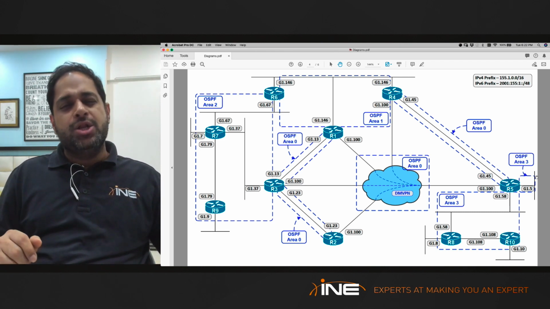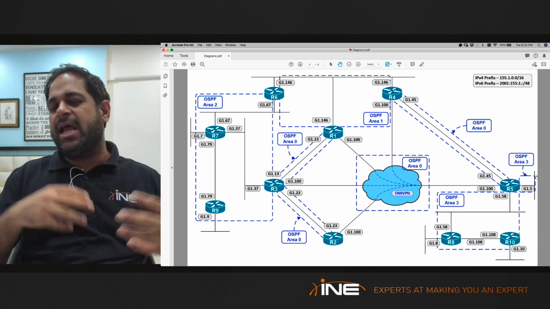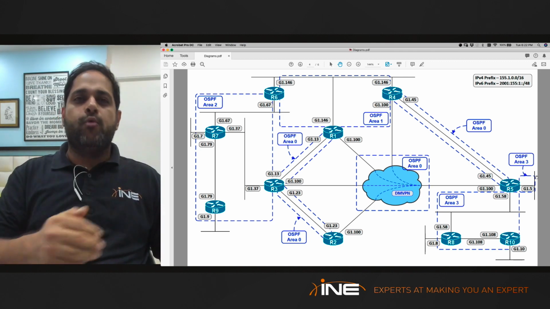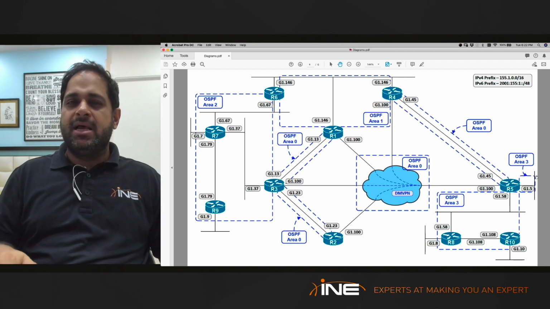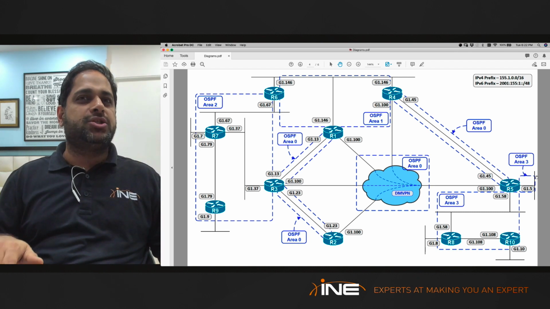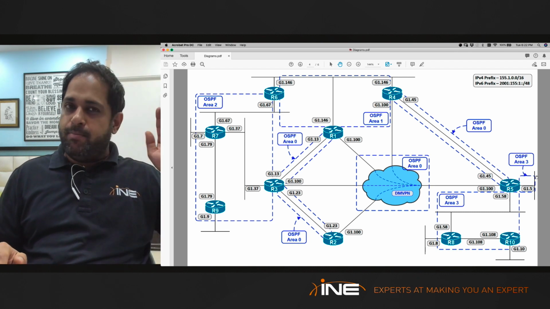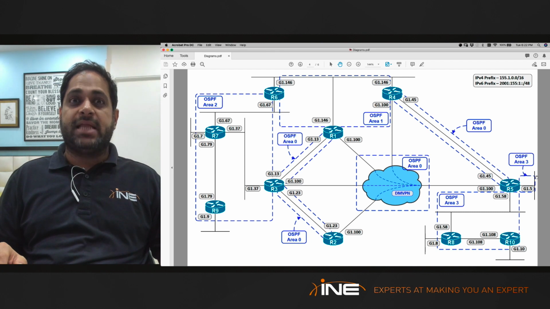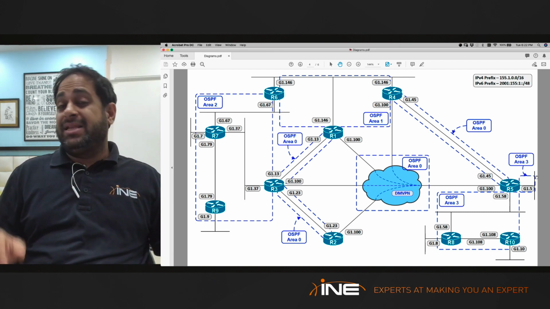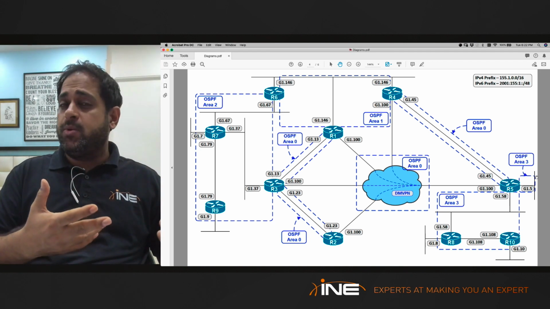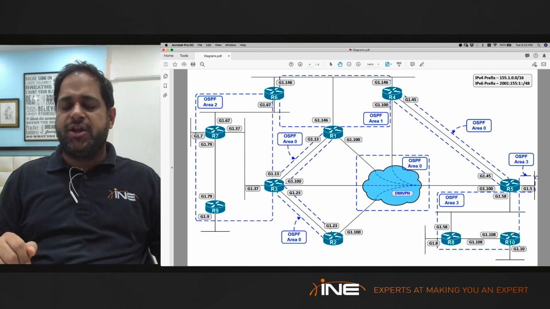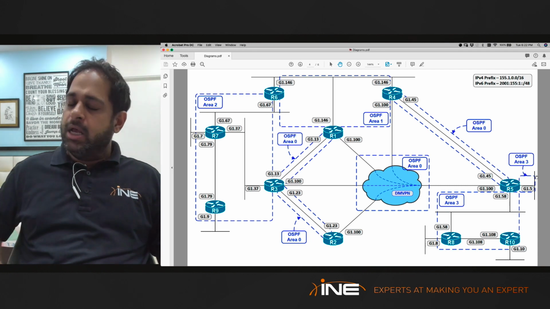So again, not going into the LSA types in detail, we will quickly move forward with stubby areas. Now, if you remember, what were stubby areas doing? They were blocking type 5 LSAs and type 4 LSAs going into the area. But can they still reach the external network? Yes, because the ABR generates a type 3 default route. So let's do one thing.